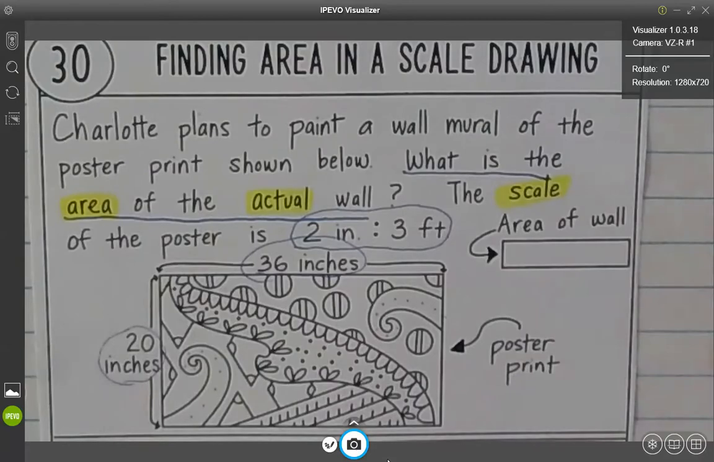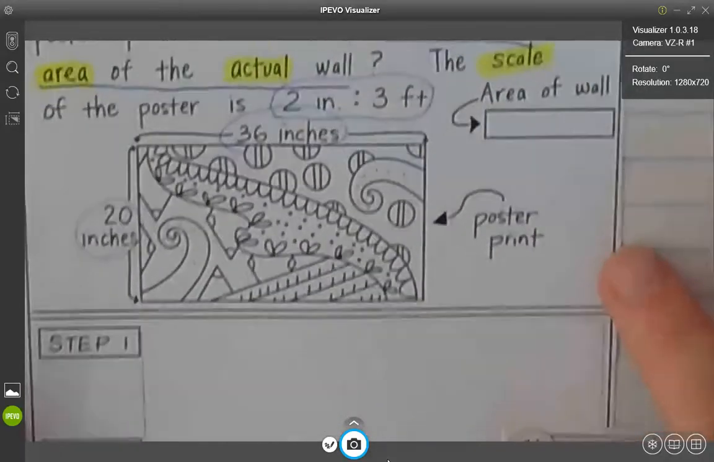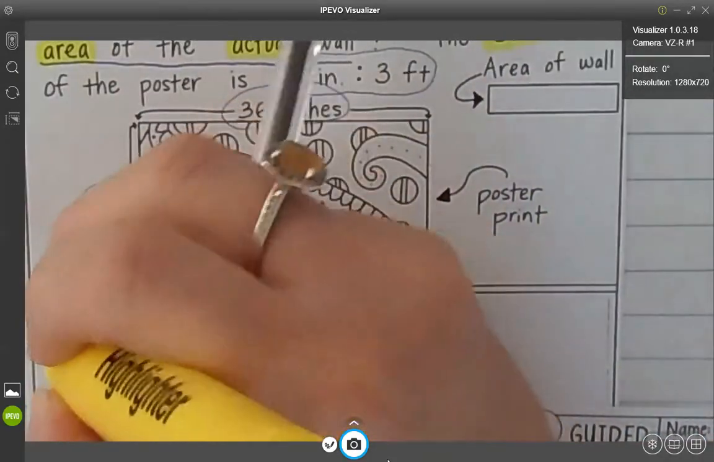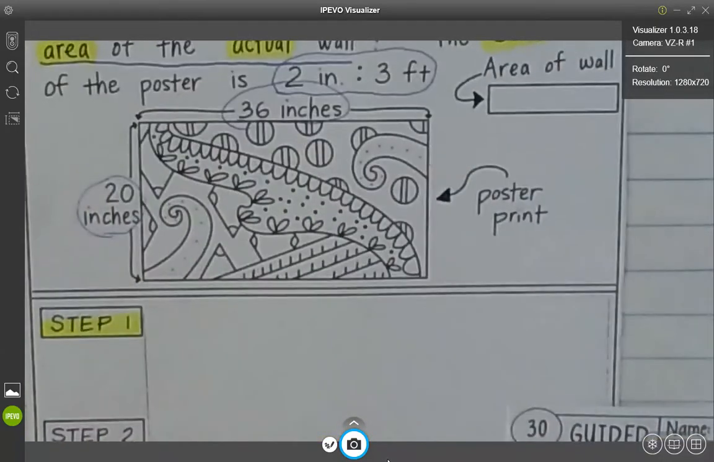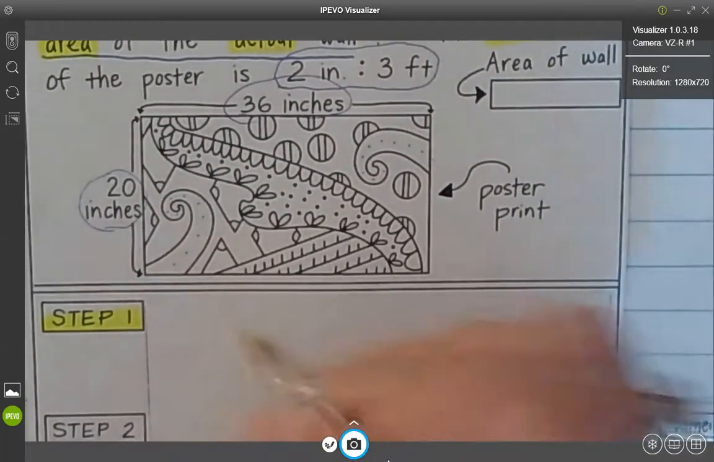All right. So we have 3 steps that we're going to use for this process. So our very first step, step 1, is going to be to use cubes.